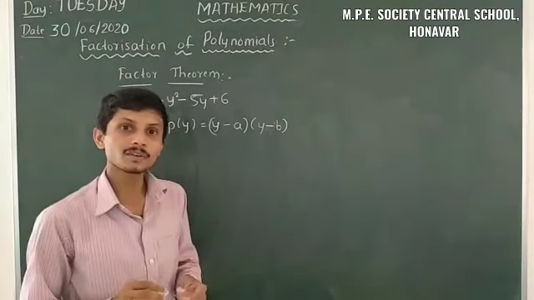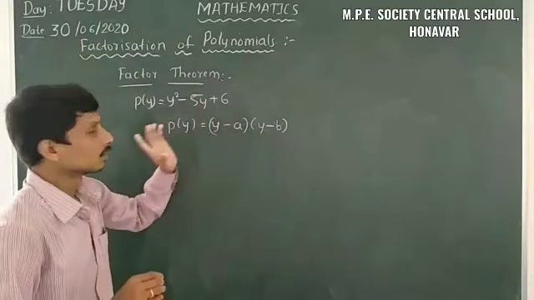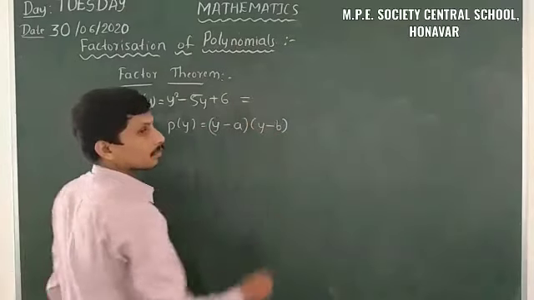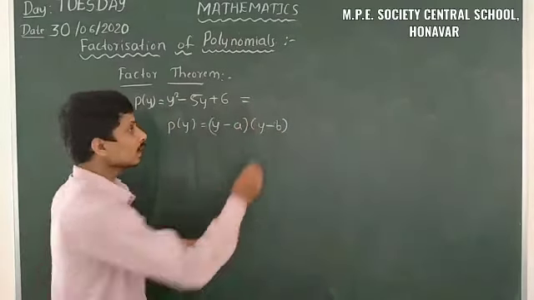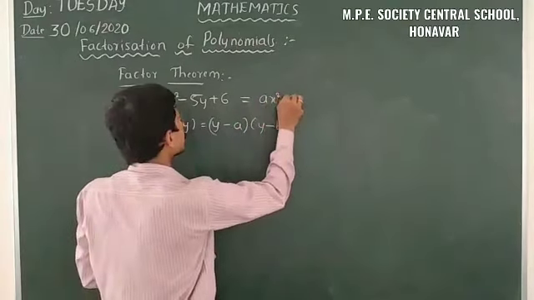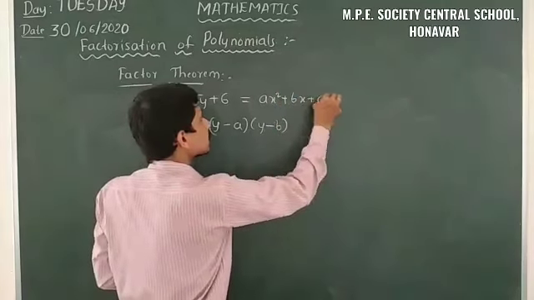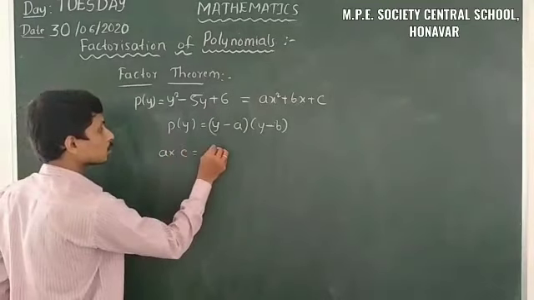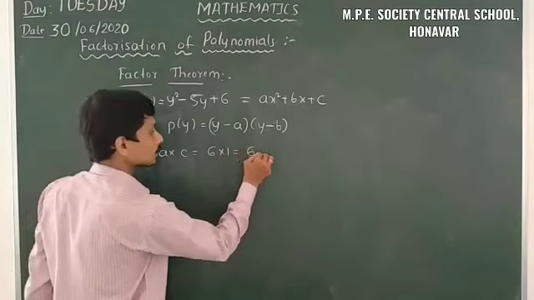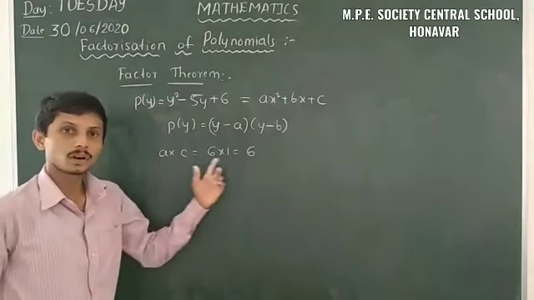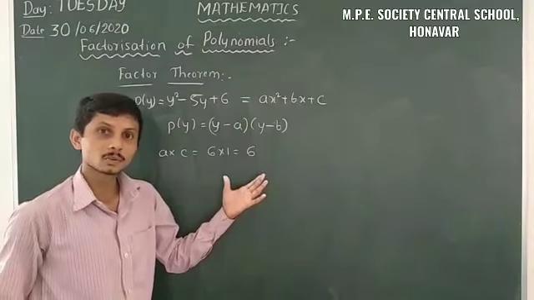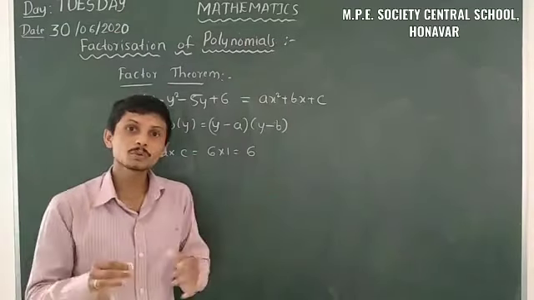So for this we have to take the first and final term. I will express this equation as ax² + bx + c. So a × c = 6 × 1 = 6. So we got this term. So what are the factors of 6? We have to go through the factor theorem. So we have to find out what the factors are.